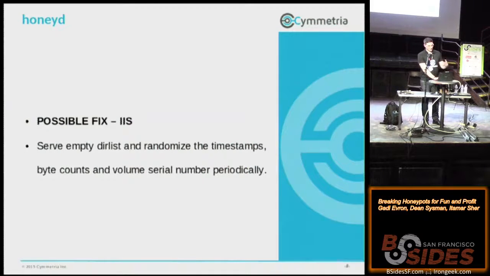Okay, so a possible fix for the IIS example would be to return an empty dir list and randomize the timestamps, the byte counts and the volume serial number periodically. As you can see, trying to deceive an attacker becomes a lot of hard work, because we're trying to figure out all these minute details about the protocol that we need to change in order for it to be believable.